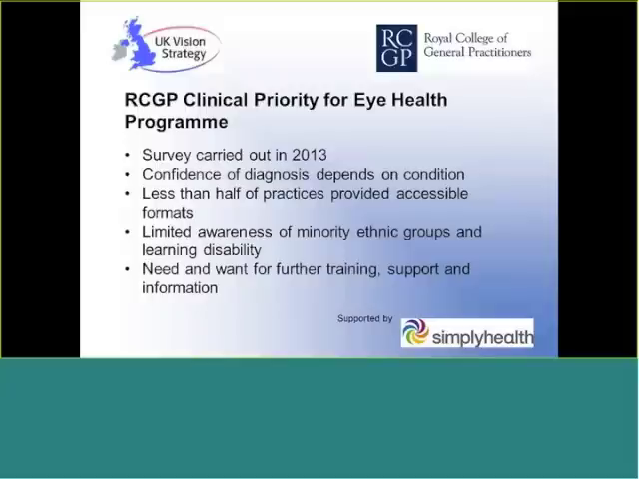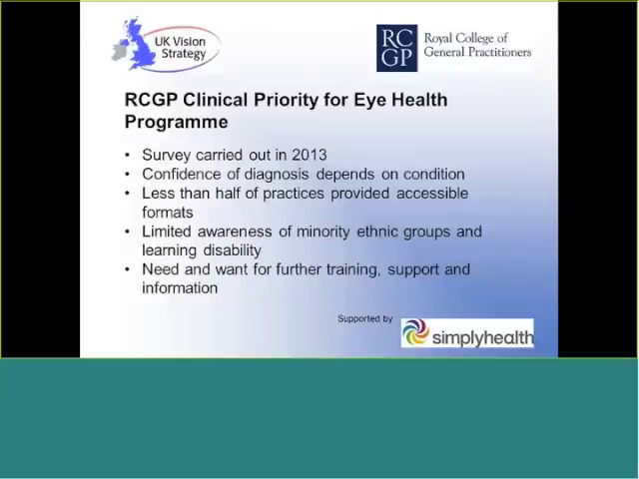Now, we undertook a survey in 2013. Admittedly, it wasn't the most rigorous academic survey, but nonetheless, it told us very interesting things. It showed that the confidence amongst general practitioners in diagnosing eye conditions was not very high. There was limited awareness in terms of knowing the symptoms and signs for macular degeneration. And I think less than half of general practitioners who were surveyed felt confident in diagnosing macular degeneration.